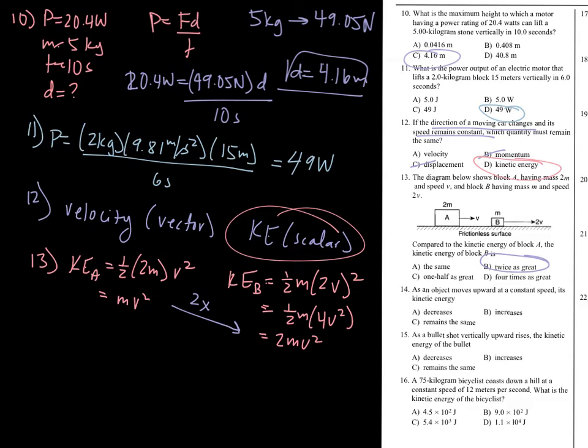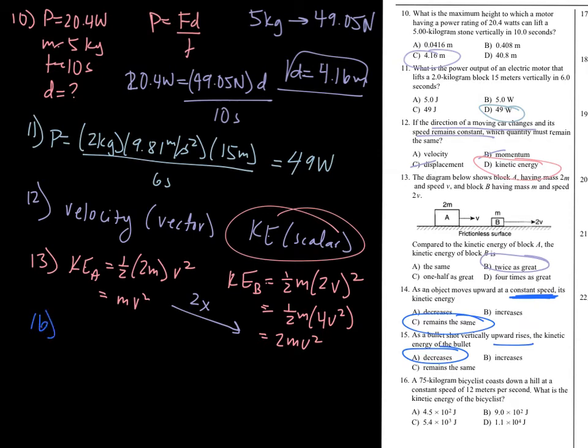Now number 14, let's pick a different color. As an object moves upward at constant speed, its kinetic energy what? Alright, keyword here, constant speed. If speed's constant, that means kinetic energy is also constant. Alright, 15. As a bullet shot vertically upward rises, the kinetic energy of the bullet must... Alright, it's going up. What does it do? It slows down. So the kinetic energy, as a result, will also decrease.